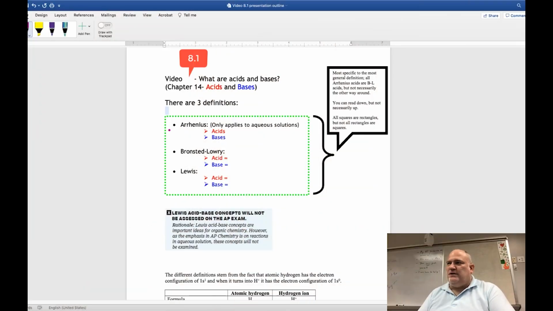And one of the things that you're not going to like almost from the very beginning is that there are multiple ways to define acids. So I'm going to define these three, and I'm going to tell you which ones we have to really focus on here. And the first way we define acids is by a guy by the name of Arrhenius, and he said that acids produce hydrogen ions and bases produce hydroxide ions.